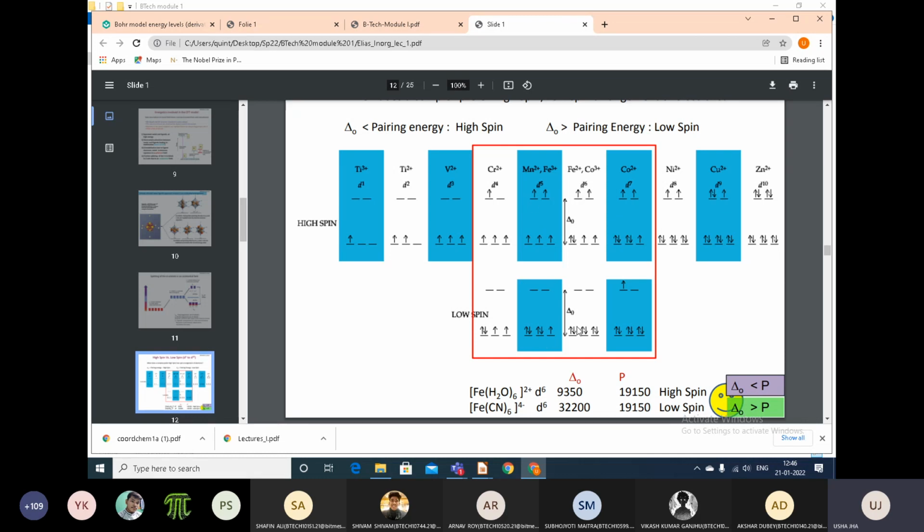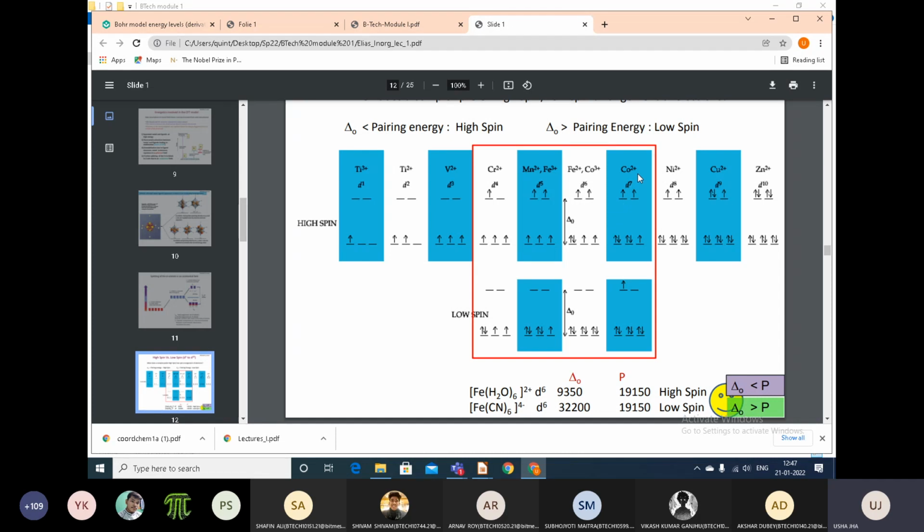These would be paramagnetic, but the one here with the low spin is diamagnetic because all are paired up. A similar example would be here. Now you have all these, the lower levels have got filled up in this.